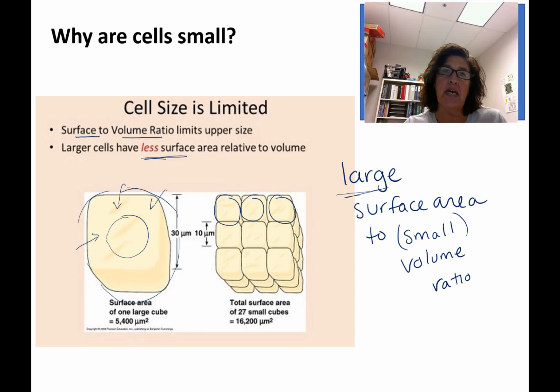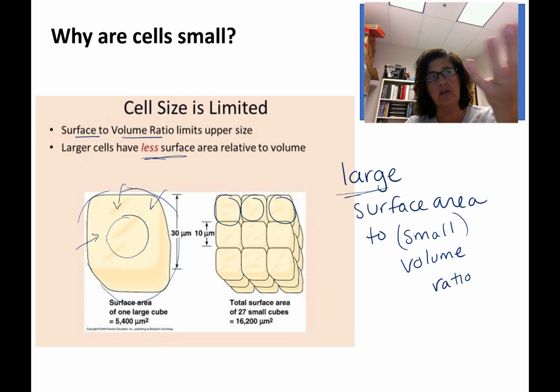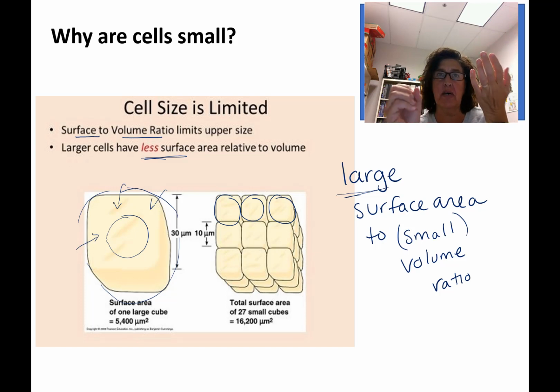Those help with the task, those make the cell more efficient. So that's why a eukaryotic cell that looks so much bigger than a prokaryotic cell still functions. But the concept of why are cells small is because of diffusion, and therefore you want a large surface area, small volume.